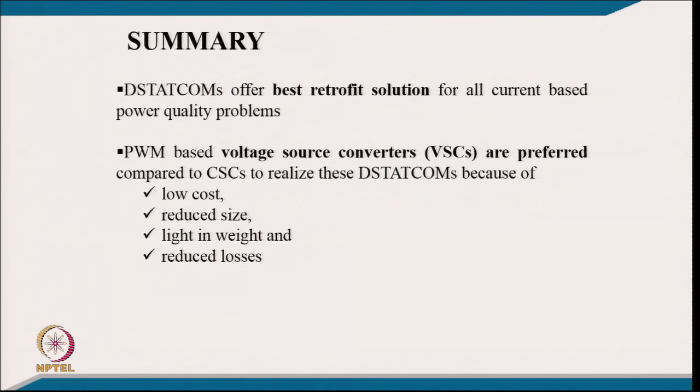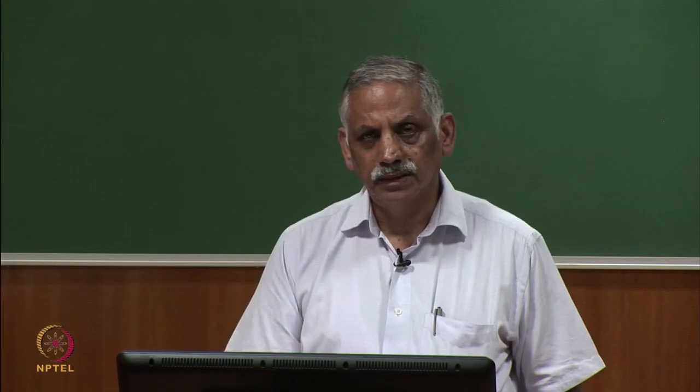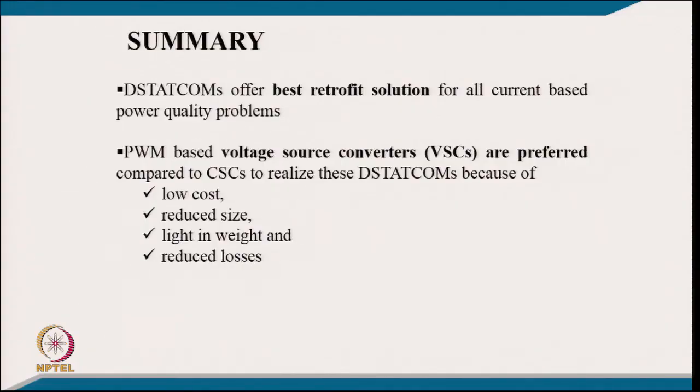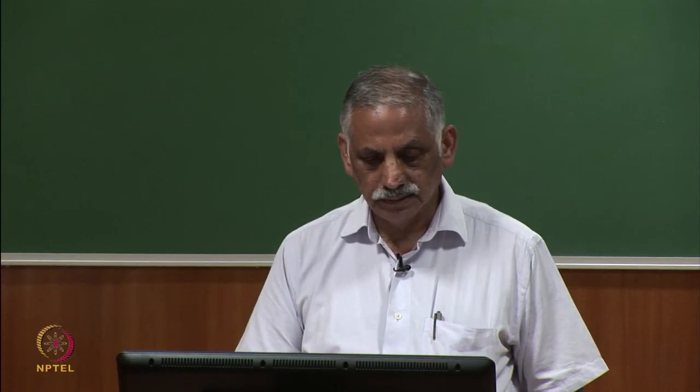To summarize, we have covered that the D-STATCOM offers the best retrofit solution for all current based power quality problems, including single phase systems, 3-phase supply systems, 3-phase 4-wire supply systems, or DG sets, for which we have given examples. Voltage source converters are preferred compared to current source converters to realize these STATCOMs because of low cost, reduced size, light weight and reduced losses. These are some of the references, and we conclude here on STATCOM. Thank you.